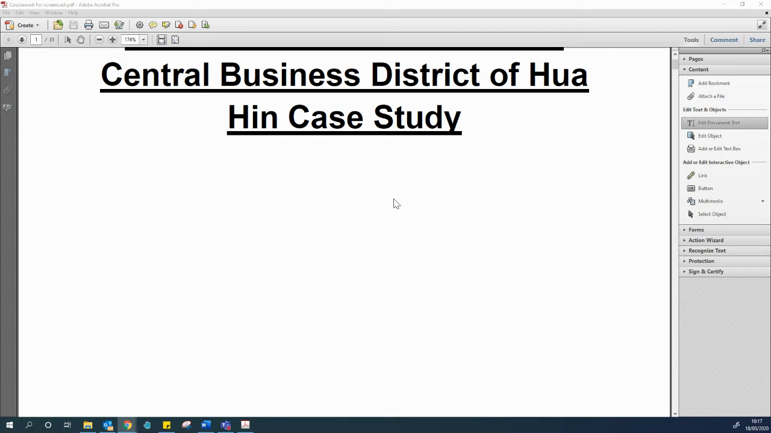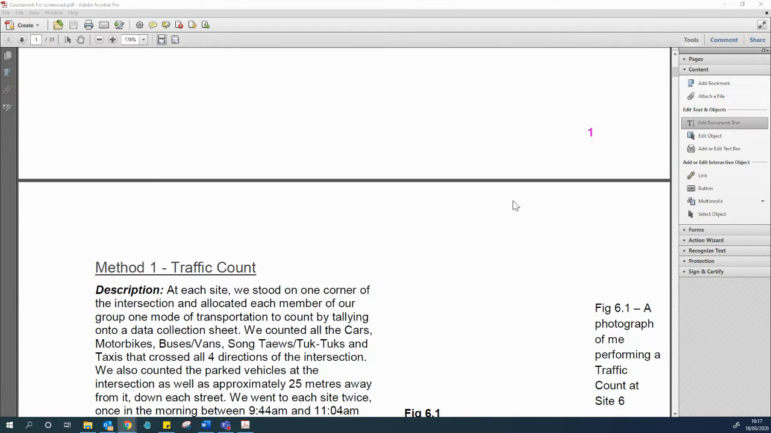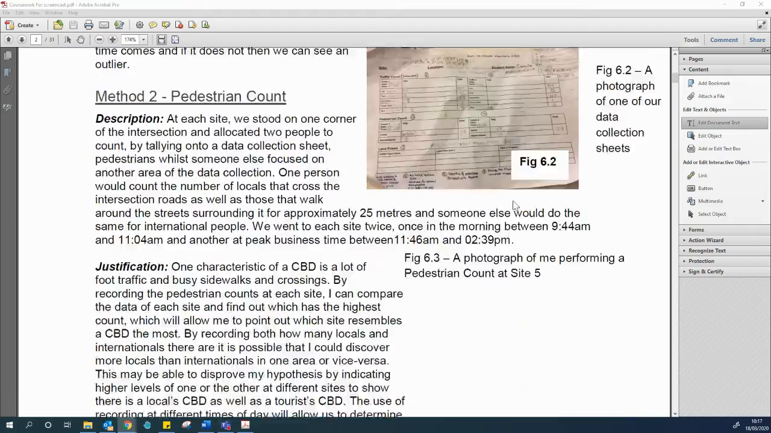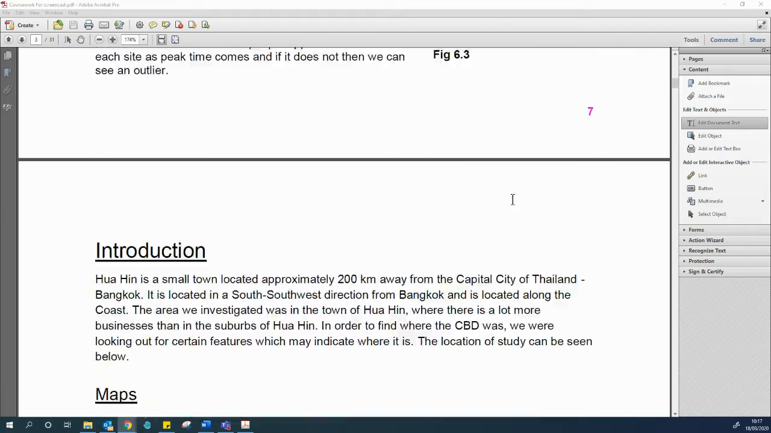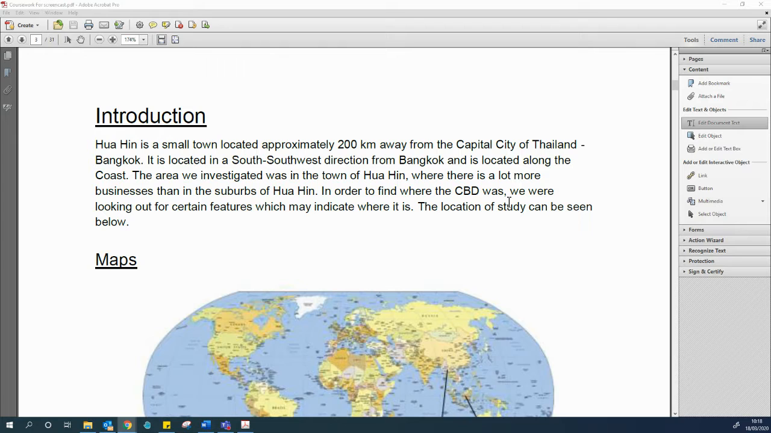I've removed this photo here because I actually had a photo with a student and I want to make this one anonymous. Okay, that's why it's gone there.